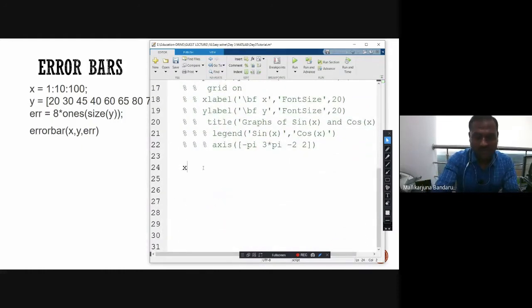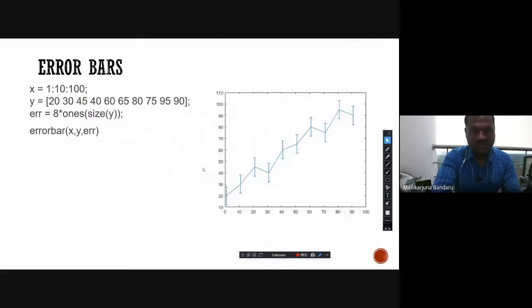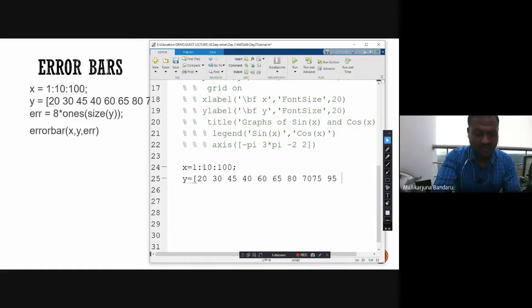So, error graph. Suppose x is equal to 1 to 100 and y is equal to 20, 30, 45, 40, sorry, 60, 65, 80 and 70. In total, 10 values we need to write, right? 75, 95 and suppose 90, randomly assigned. Now error is equal to, I'm just taking one syntax, whatever this is, size of y. Yeah, now this is the syntax to draw the error curve: x, y and error.